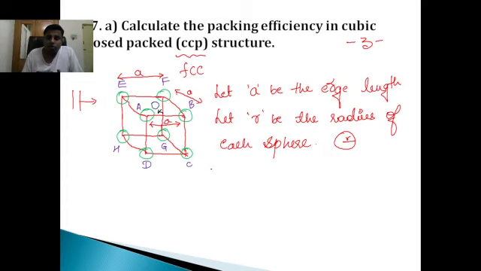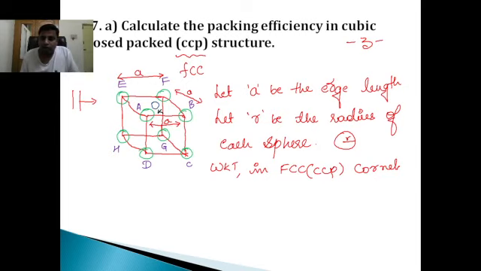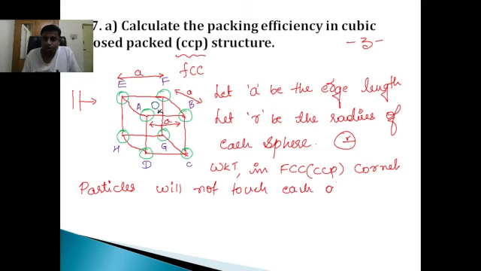Okay, now we know that in face centered cubic lattice, in FCC, that is in CCP, corner particles will not touch each other. Corner particles will not touch each other. That means A will not touch B, B will not touch F, F will not touch E.